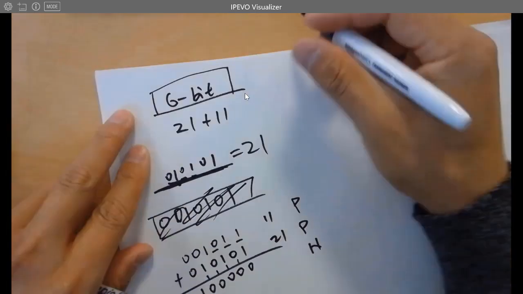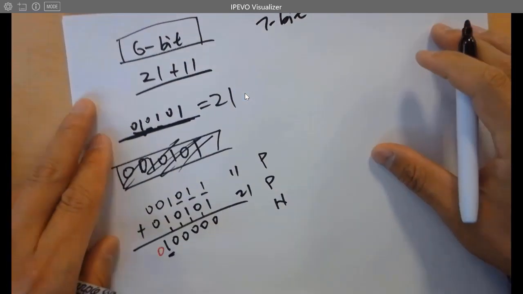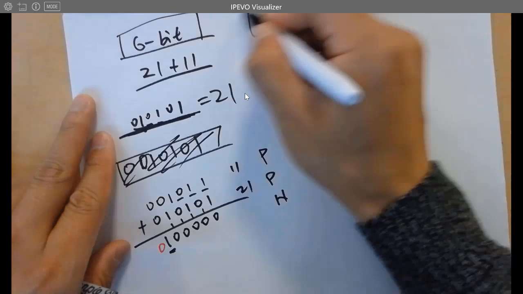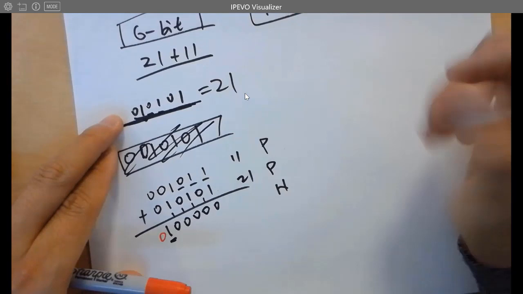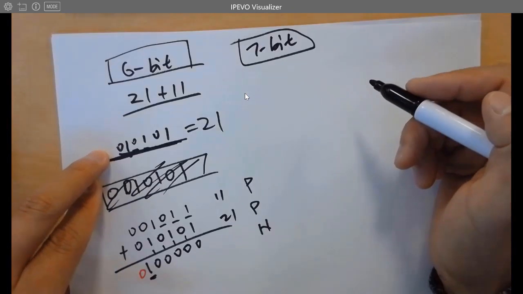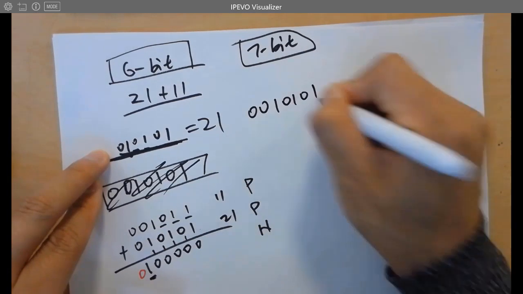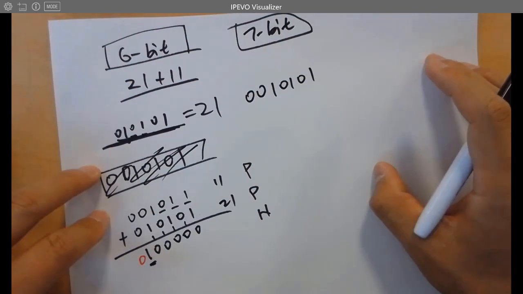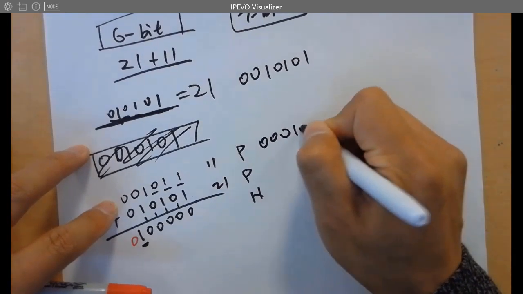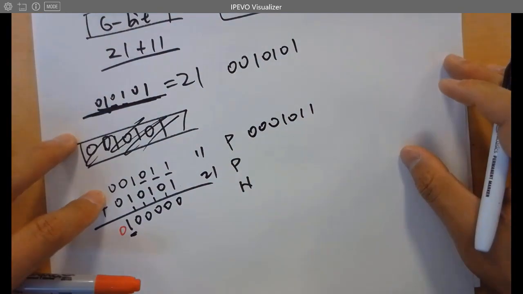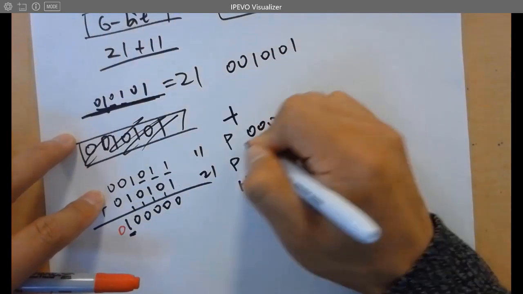So now, what about the same thing in a 7-bit computer system? So what is 21 in a 7-bit computer system? What does that look like? Yeah, 0, 0, 1, 0, 1, 0, 1, right? What about 11? 0, 0, 0, 1, 0, 1, 1. 8 plus 3. And you add them together.